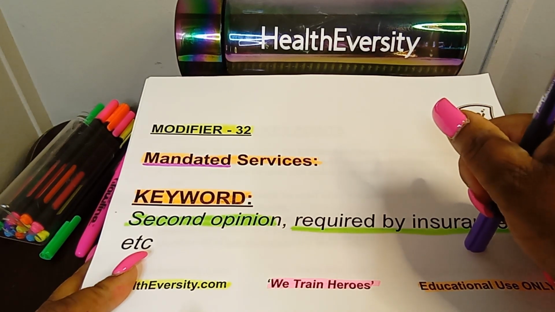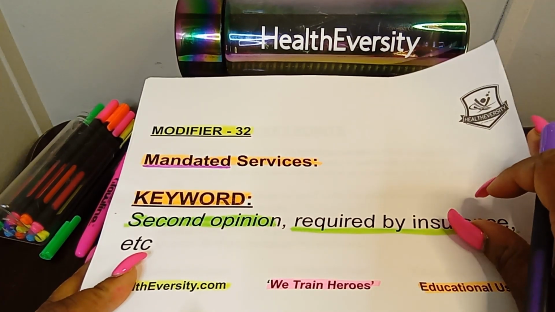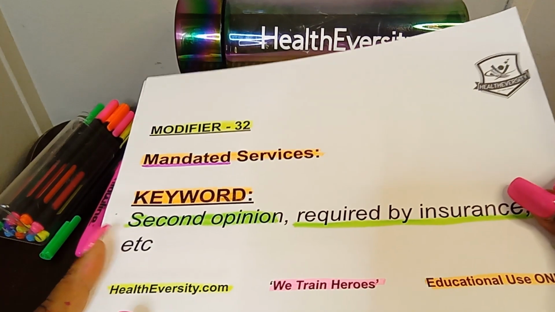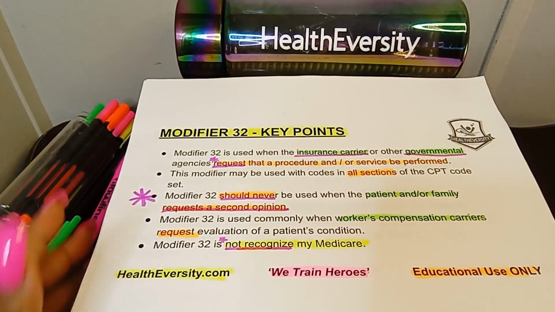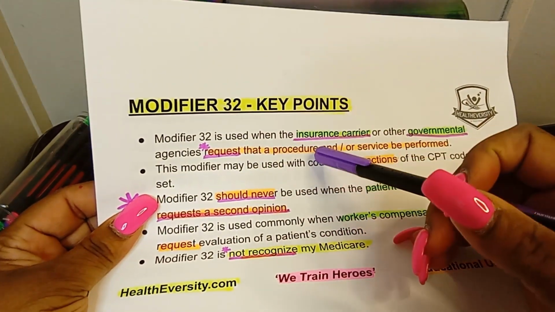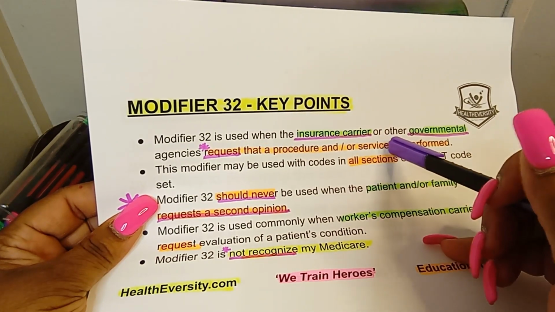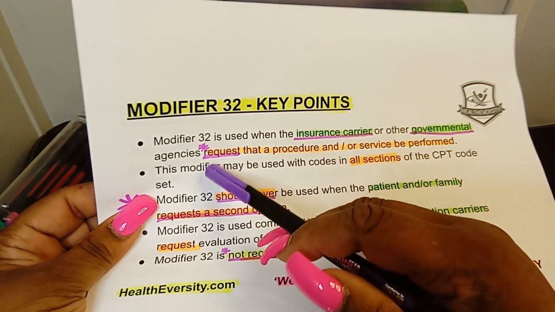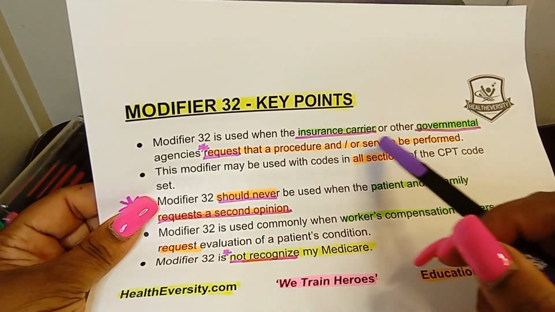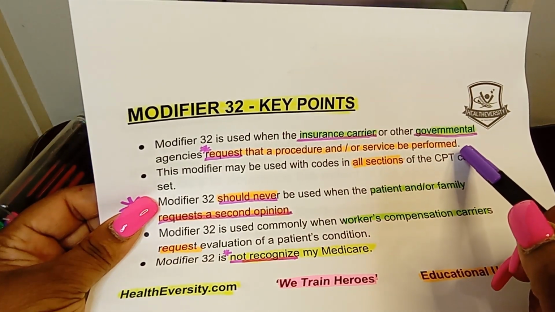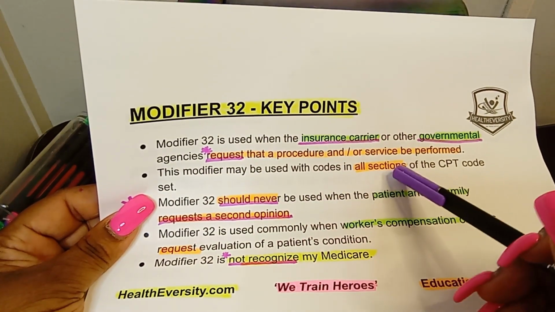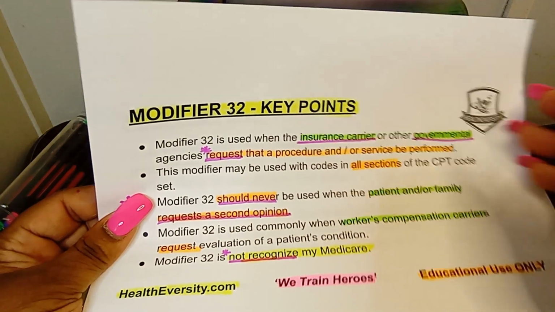A lot of the time the insurance company says, go see my doctor. This one is pretty short. So let's get into modifier 32. Here are the key points. Modifier 32 is used when the insurance carrier or other governmental agency requests, so the keyword here is request, that a procedure and or service is performed. This modifier may be used with codes in all sections of the CPT set.